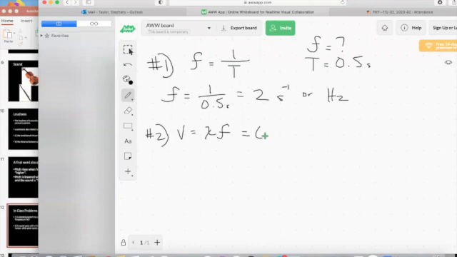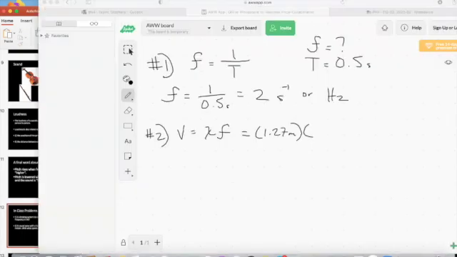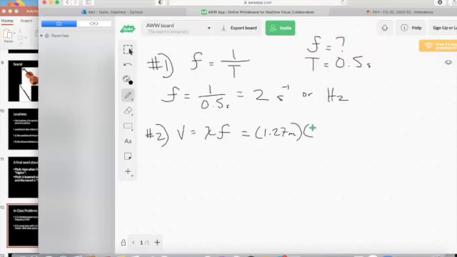So 1.27 meters multiplied times the frequency, which they told us was 260 hertz, or seconds to the minus 1 power. So it'll be meters over seconds. That's the SI unit for speed.